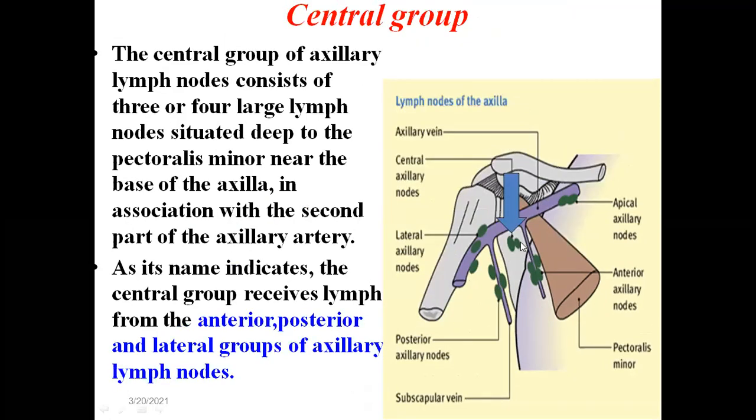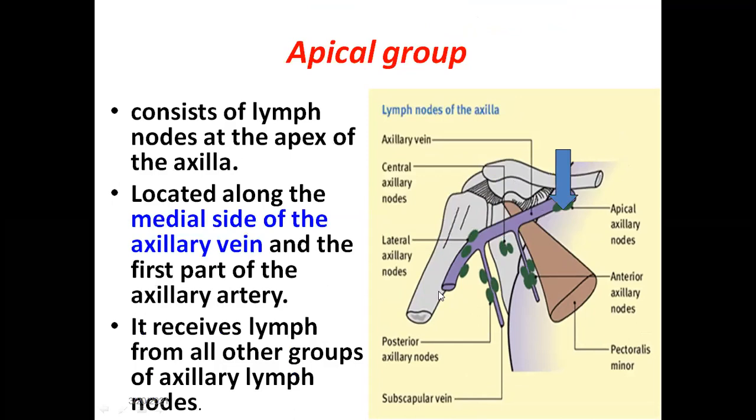Now see, this is the central group of lymph nodes. It consists of again 3 to 4 large lymph nodes situated deep to the pectoralis minor muscle in the base of the axilla, in association with the second part of the axillary artery. As the name indicates, the central group receives lymph from the anterior group, posterior group, and lateral group. Okay, so everything is now draining into the central group of lymph nodes. From the central group, the lymph moves into the apical group of lymph nodes.